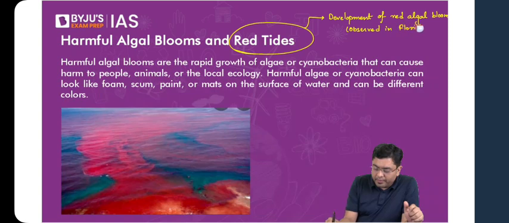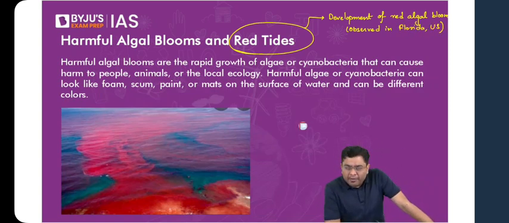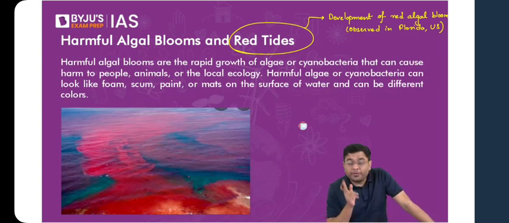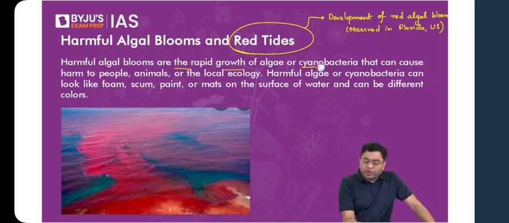Okay, so that is what harmful algal bloom is, and that is how harmful algal bloom can lead to the creation of dead zones, not only in enclosed water bodies. You have to understand that it is not always restricted to closed water bodies. It is also sometimes experienced in open systems and seas in a localized region. Harmful algal blooms are the rapid growth of algae or cyanobacteria that can cause harm to people, animals, or the local ecology. Harmful algae or cyanobacteria can look like foam, scum, paint, or mats on the surface of water and can have different coloration patterns as well.